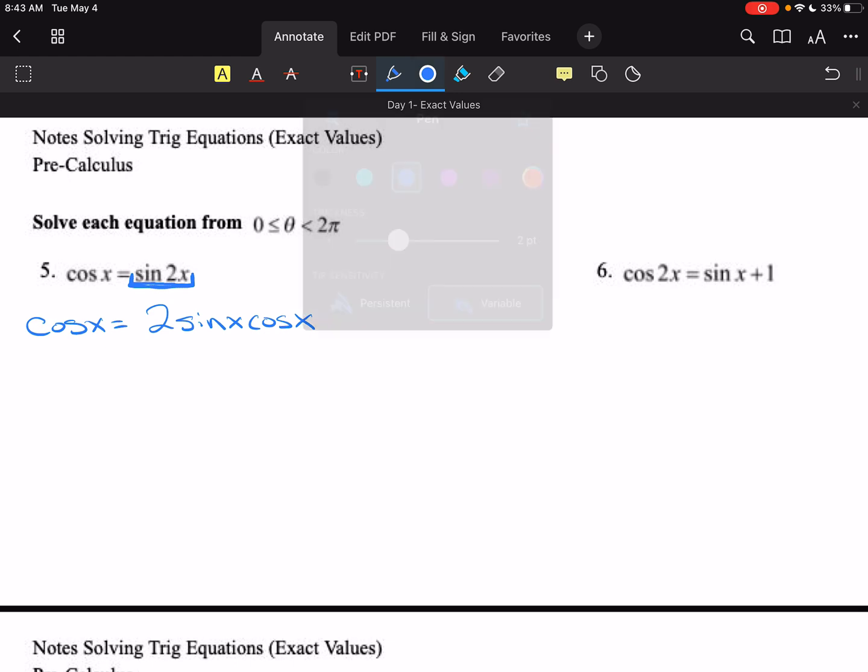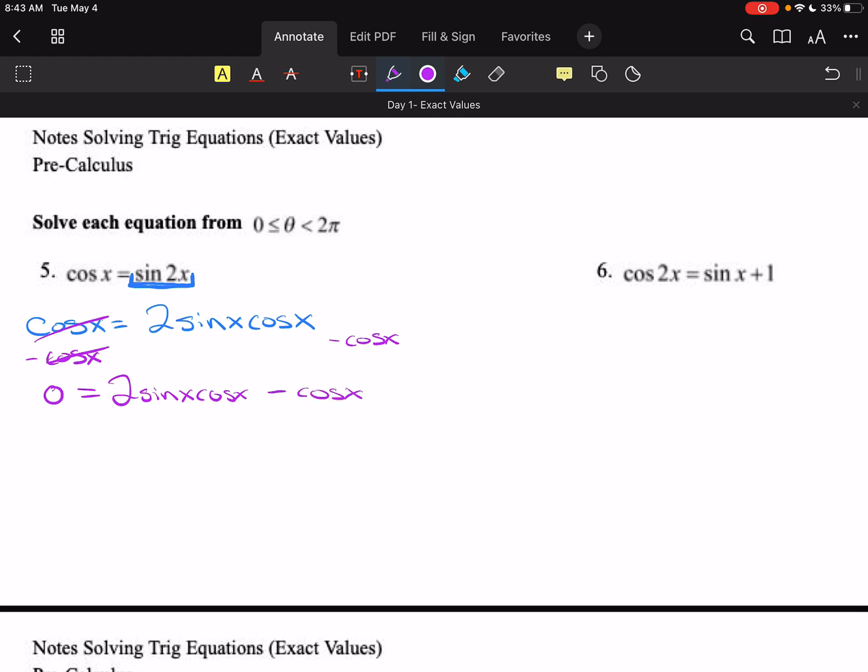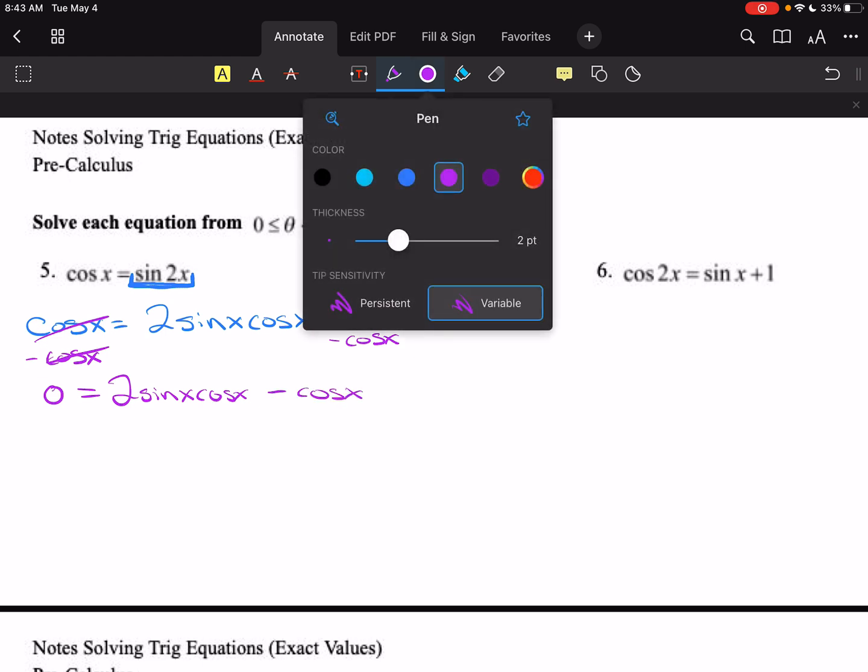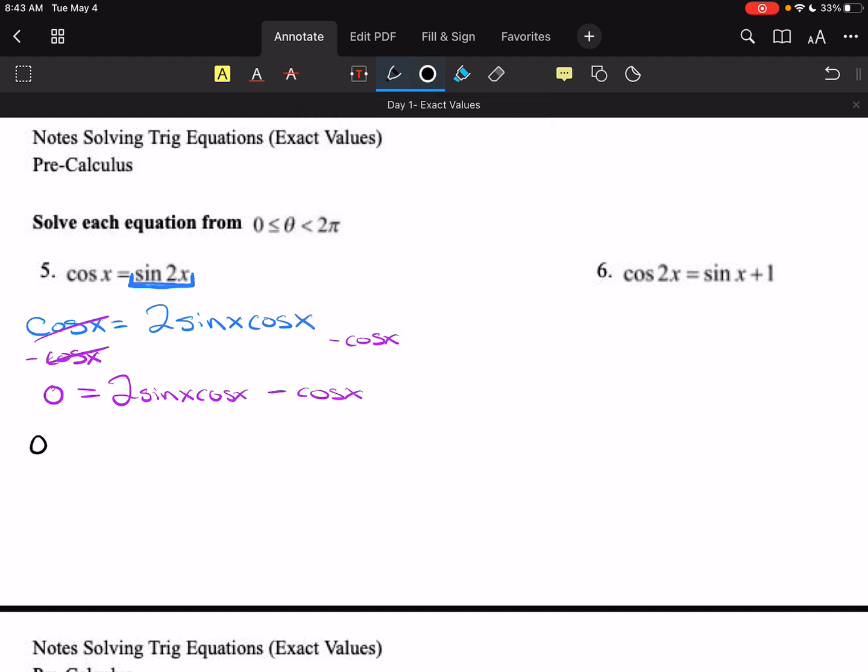And looking at what I've got going on in my equation now, I see that I have two different cosine x's. So if I get all of this stuff to one side, I would be able to factor out that cosine x. So I'm going to subtract the cosine x over. And I would get minus cosine x. And now I can factor out a cosine x just like a GCF, right? So I would get cosine x, 2 sine x minus 1.